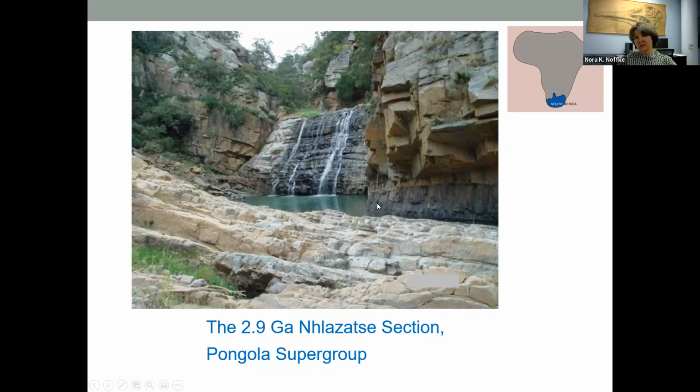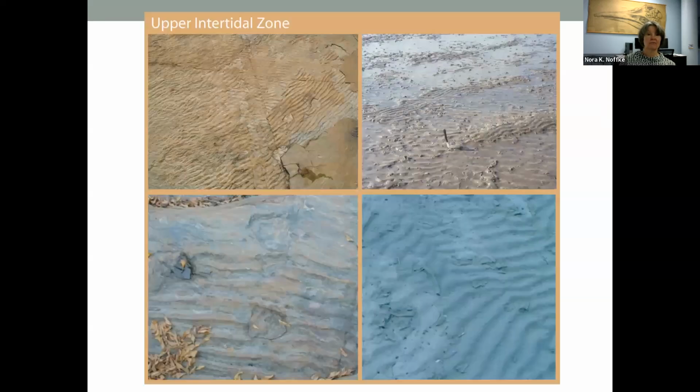It's about 46 meters high in total, but includes 600 excellently preserved MISS, and we hope that this site will be classified as a geoheritage site any time soon. What we see here are MISS that allow us to reconstruct tidal areas, very specifically up to a meter scale.